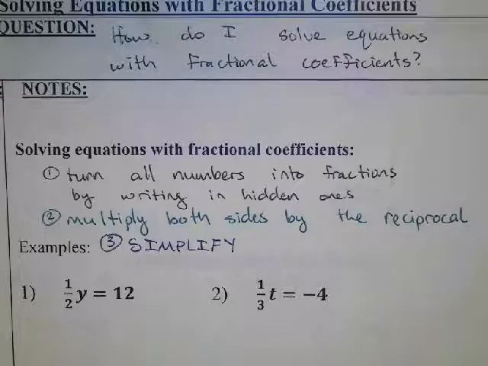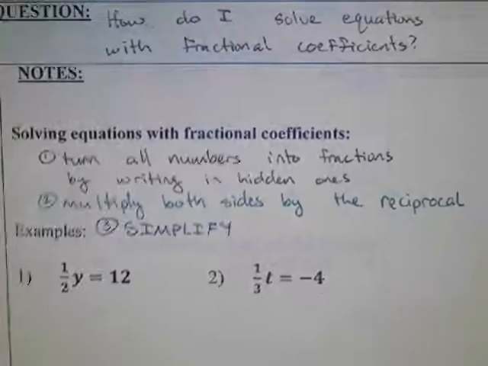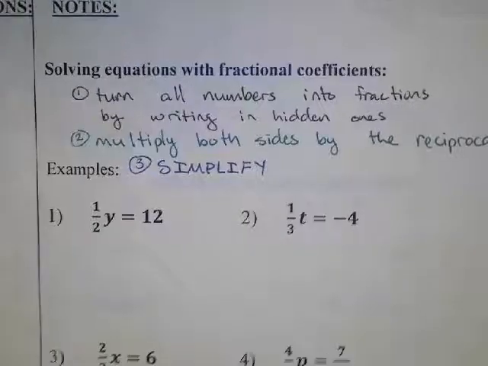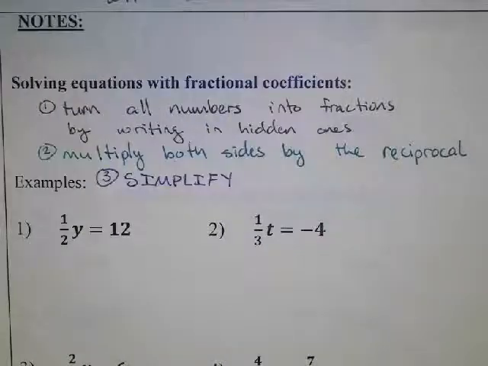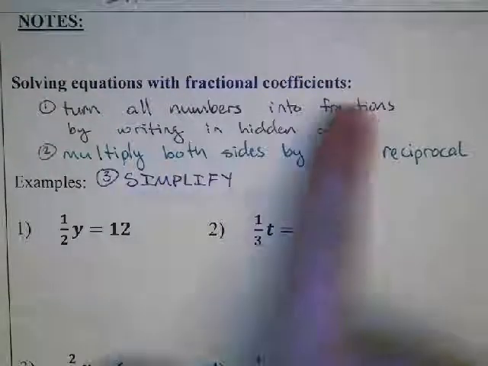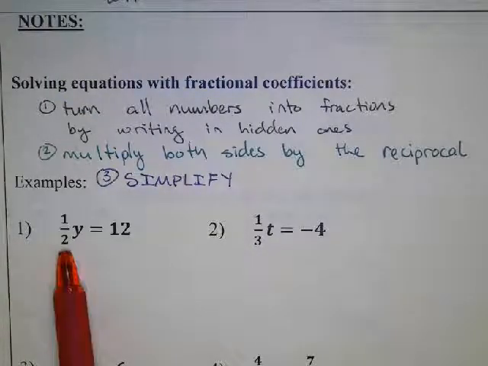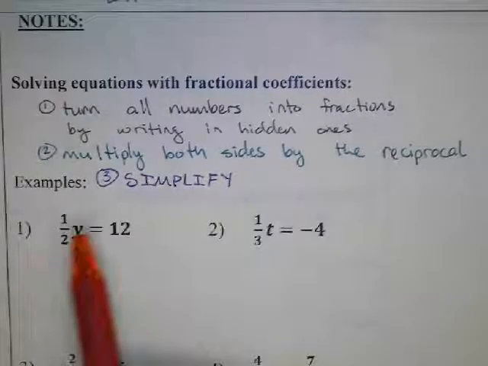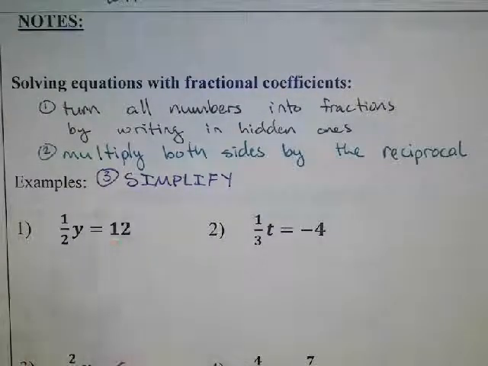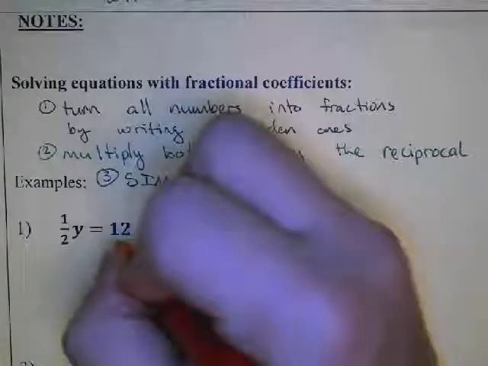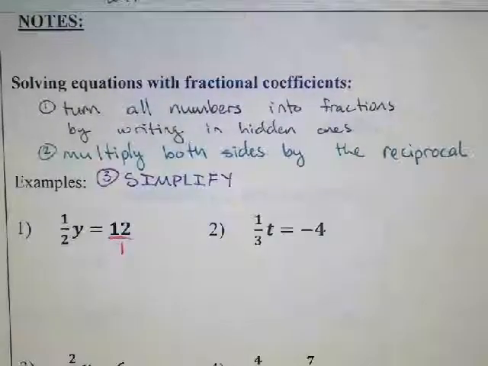So that's all we're going to do. We just did this. There's just less hidden ones to write in. So let's take a look at this and see what we can get. We're only going to do 4 examples and then we'll be done. So looking at number 1, first thing I'll do is turn all numbers into fractions by writing in hidden ones. So let's look at our numbers. Well, 1/2 is already a fraction, so we don't have to do anything to it. Then I have y equals 12. So the only number we need to turn into a fraction is the 12. So we'll turn that into a fraction.